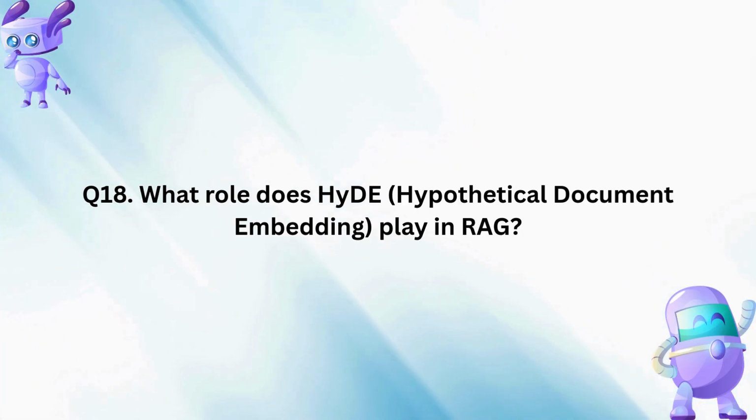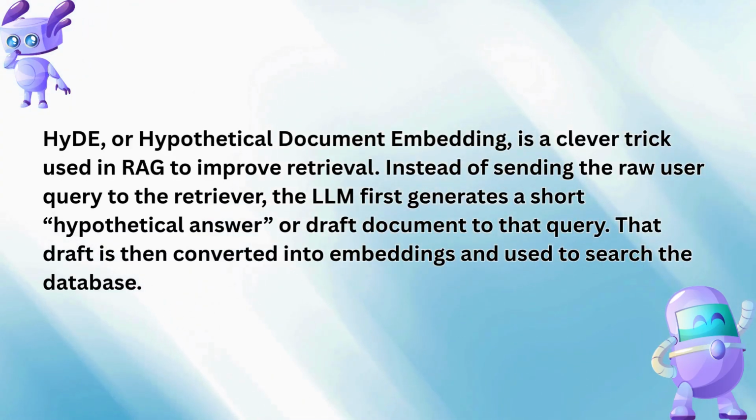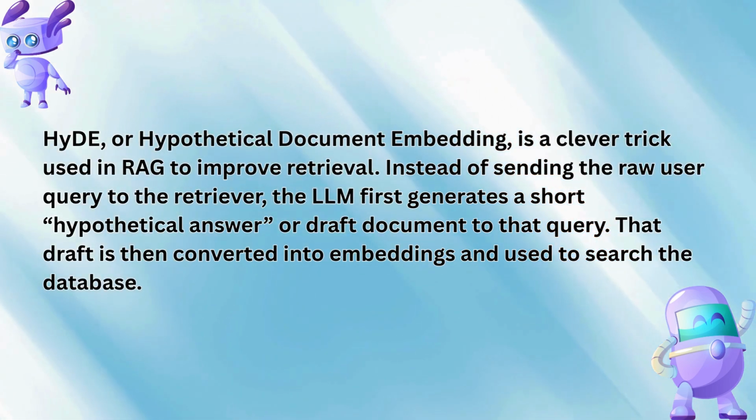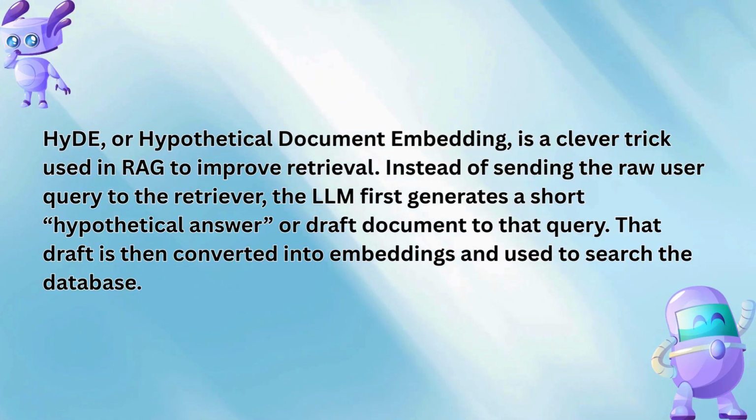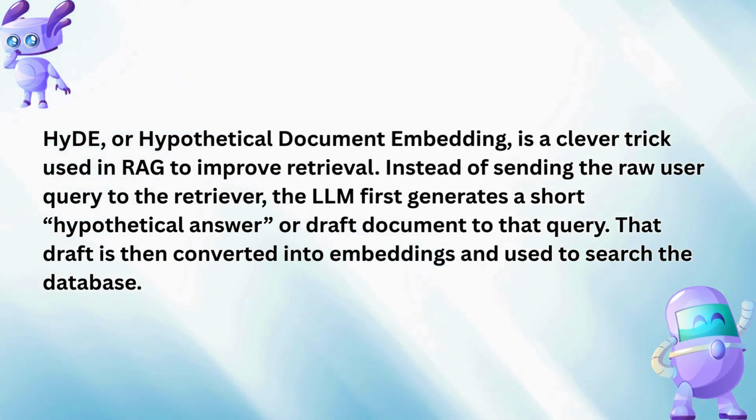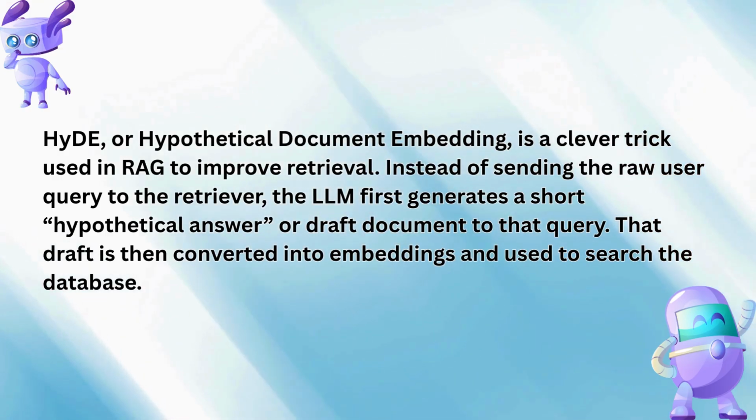What role does HyDE, hypothetical document embedding, play in RAG? HyDE, or hypothetical document embedding, is a clever trick used in RAG to improve retrieval. Instead of sending the raw user query to the retriever, the LLM first generates a short, hypothetical answer, or draft document, to that query. That draft is then converted into embeddings and used to search the database.